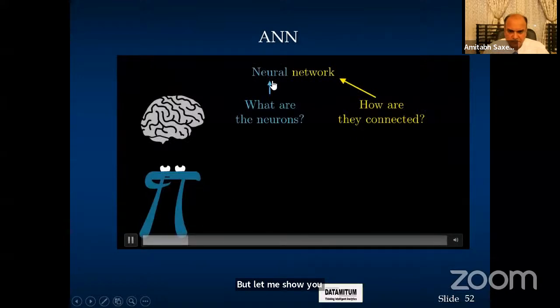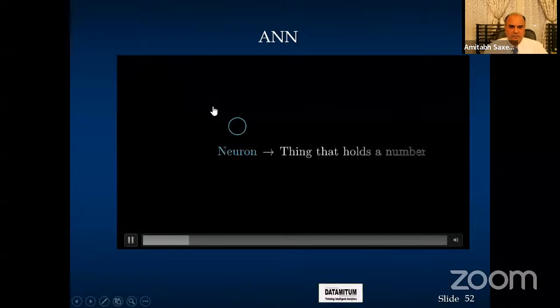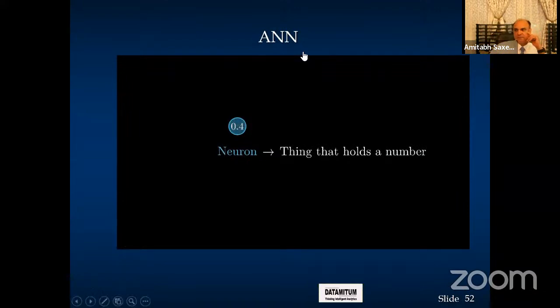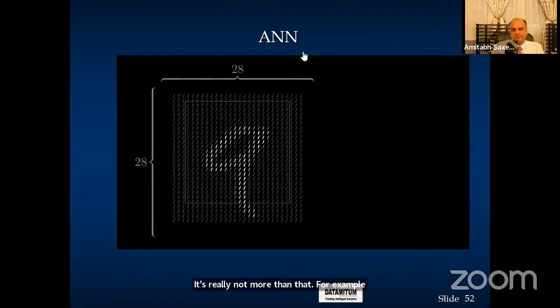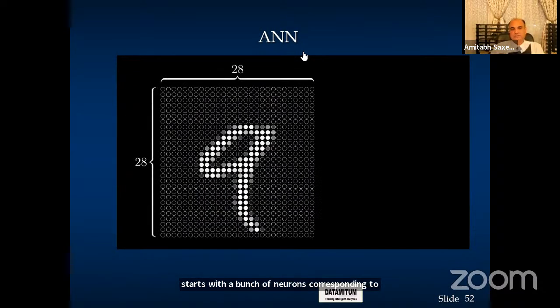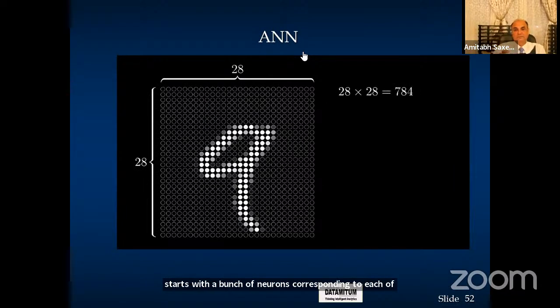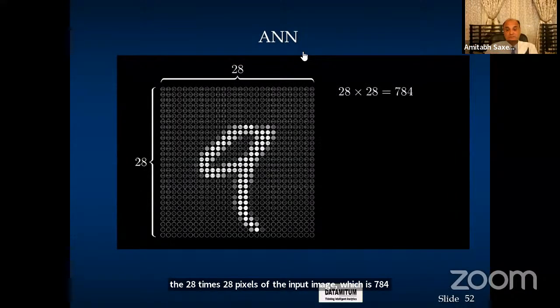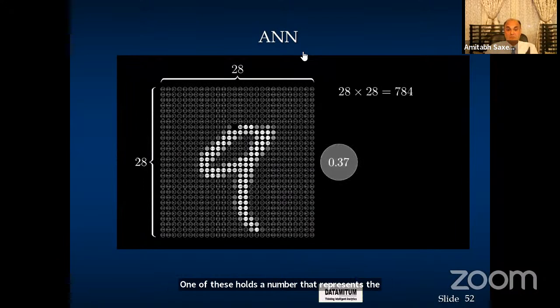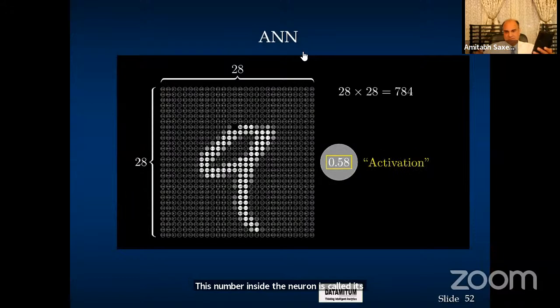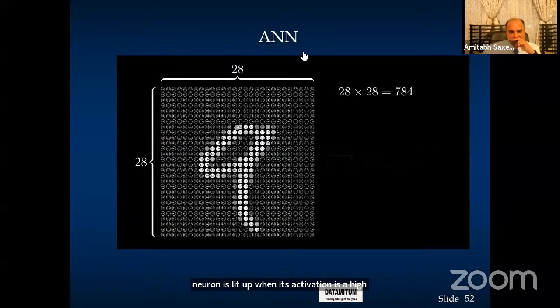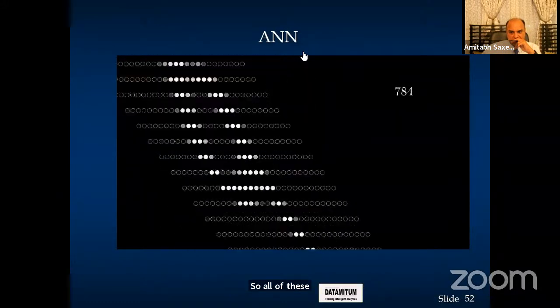Right now, when I say neuron, all I want you to think about is a thing that holds a number, specifically a number between 0 and 1. It's really not more than that. For example, the network starts with a bunch of neurons corresponding to each of the 28 times 28 pixels of the input image, which is 784 neurons in total. Each one of these holds a number that represents the grayscale value of the corresponding pixel, ranging from 0 for black pixels up to 1 for white pixels. This number inside the neuron is called its activation. And the image you might have in mind here is that each neuron is lit up when its activation is a high number. So all of these 784 neurons make up the first layer of our network.